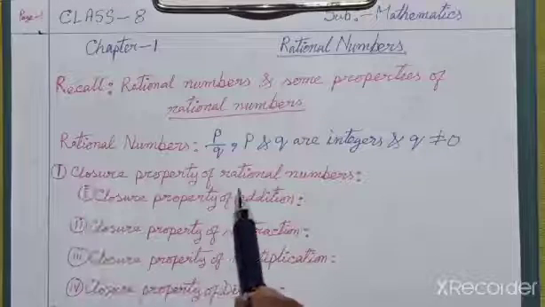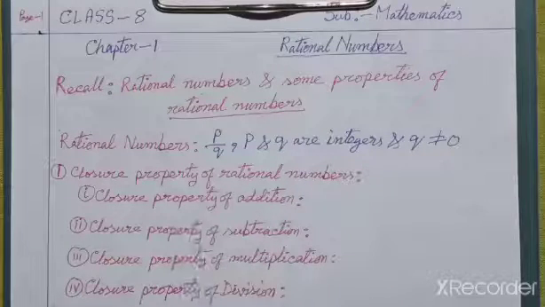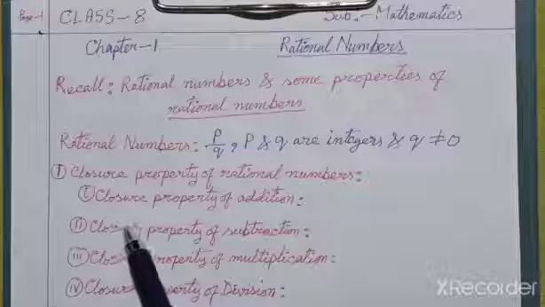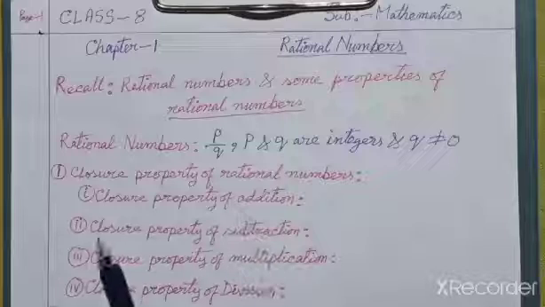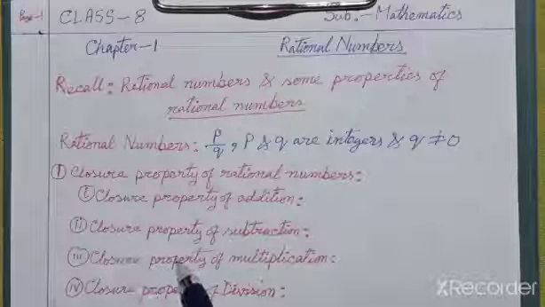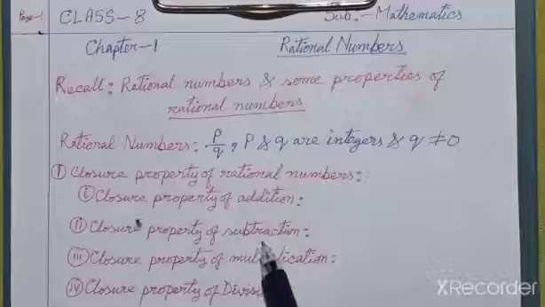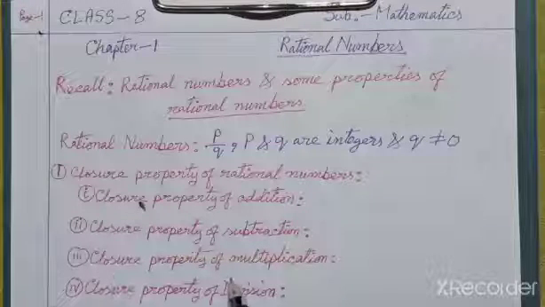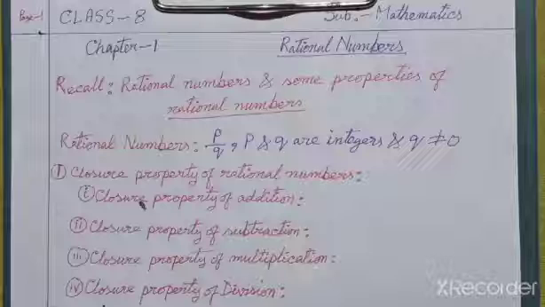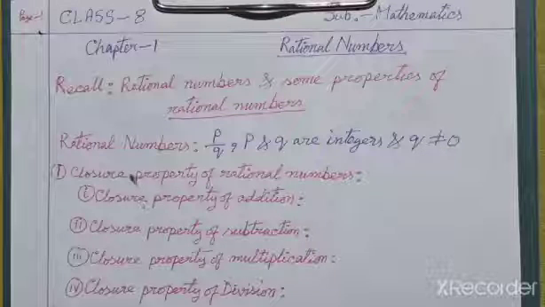Next is the closure property of rational numbers. In this closure property of rational numbers, there are 4 properties here. Number 1, closure property of addition. Number 2, closure property of subtraction. Number 3, closure property of multiplication. Number 4, closure property of division.